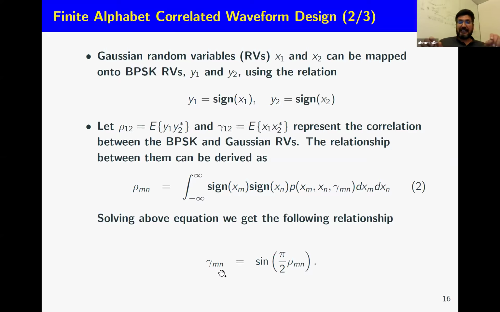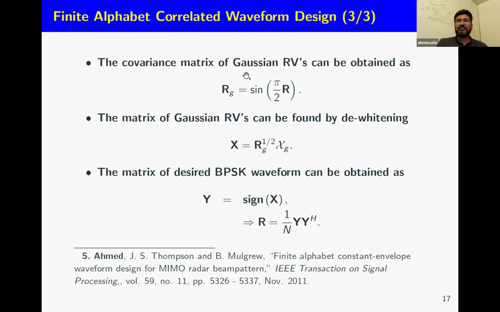This equation says that if the correlation between the Gaussian random variables is rho m n, then the corresponding correlation between the BPSK random variables that you generate with the help of the Gaussian random variables will be given by this relation, with the sign in it. This is for two random variables. If you have a matrix of random variables, then this will be the relationship.